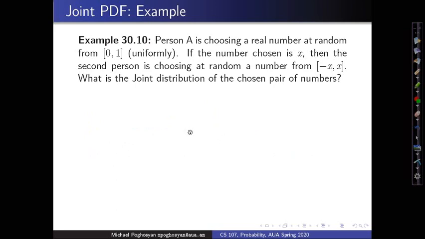Okay, let's move forward. Person A is choosing a real number at random from 0 to 1 uniformly. If the number chosen is x, then the second person is choosing at random a number from minus x to x. Say, if I am choosing 0.3 from here, then the second person is choosing from minus 0.3 to 0.3, again uniformly. What is the joint distribution of the chosen pair of numbers x and y? So, to solve this, let's denote by x the first person A's choice, and y is the second person B's choice.